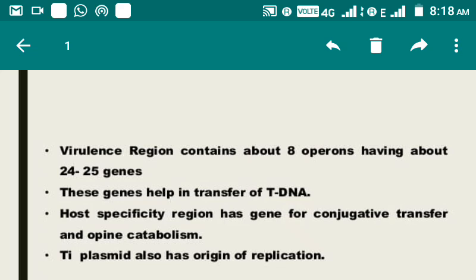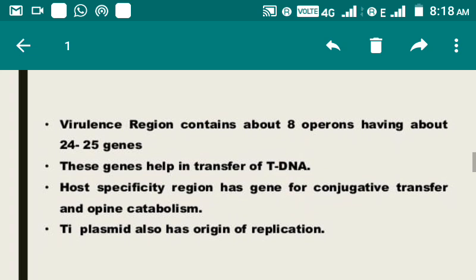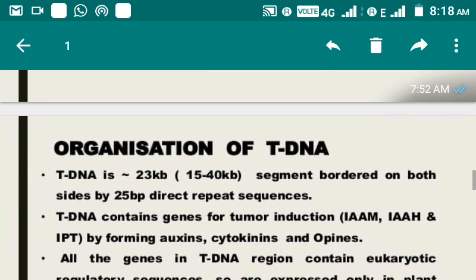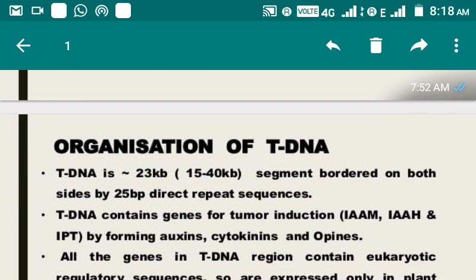Host specificity region has genes for conjugative transfer and opine catabolism. Ti plasmid also has an origin of replication, which is responsible for the start of replication.